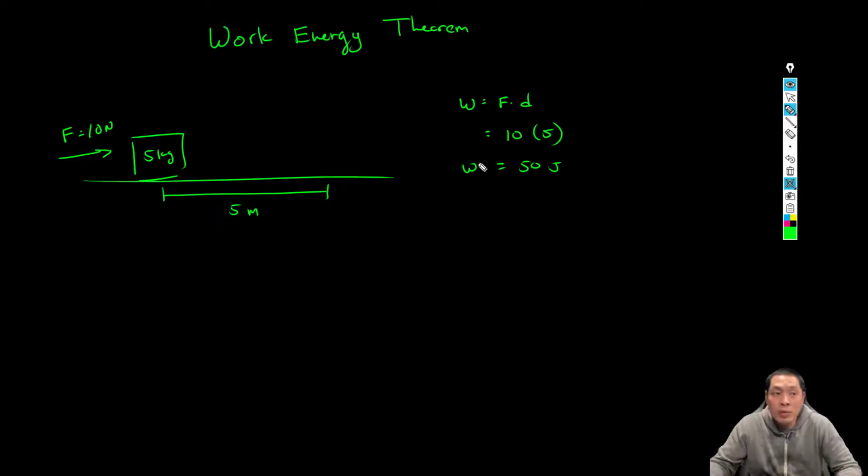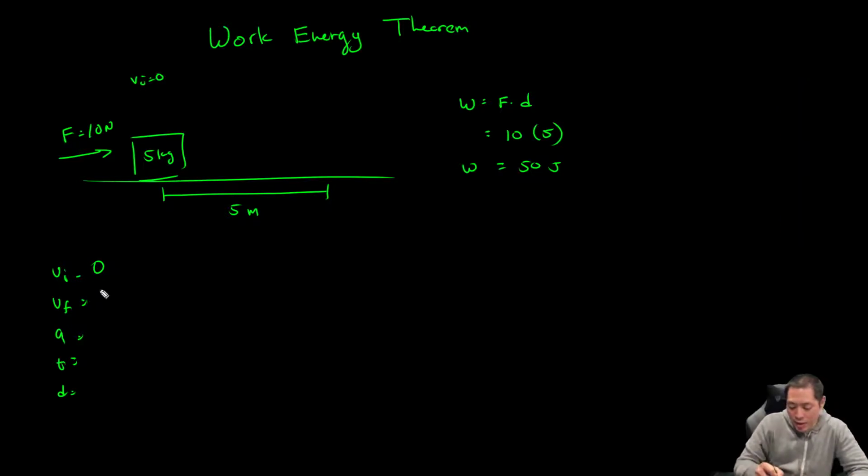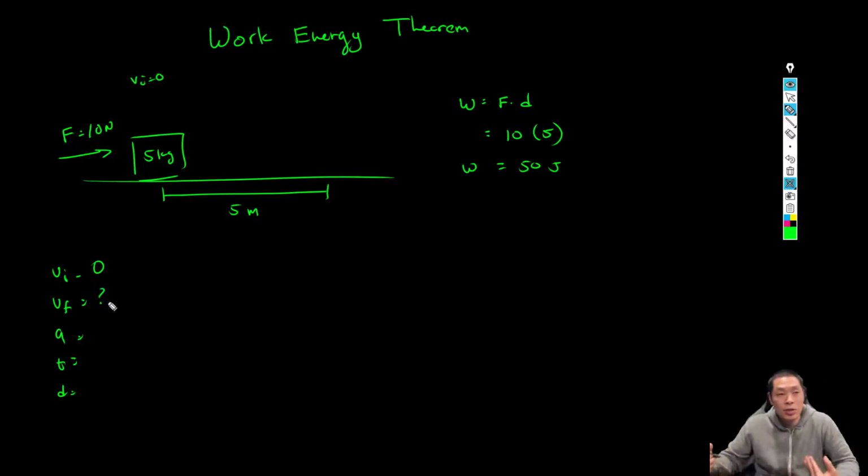Now I want to prove something pretty cool to you, which is how this is related to motion. In order to do that, we need to bring back our old stuff: VI, VF, A, T, D. Our goal is to find both VI and VF. VI is 0. I forgot to say, but let's say the block starts at rest. And we want to show the connection between the two.